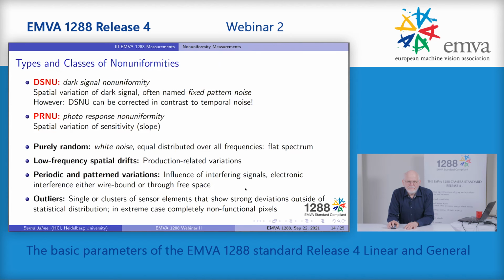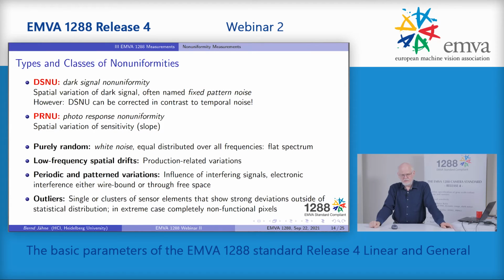Okay, and then let's come to the non-uniformities. We have seen the temporal noise, which is really nasty, but it's easy to describe. Just one parameter, the standard deviation or the variance.